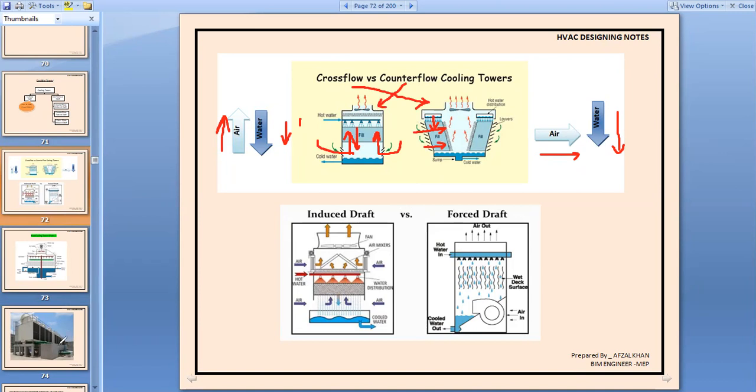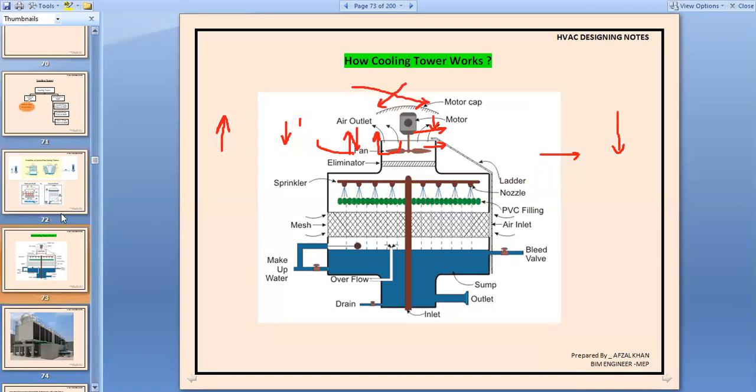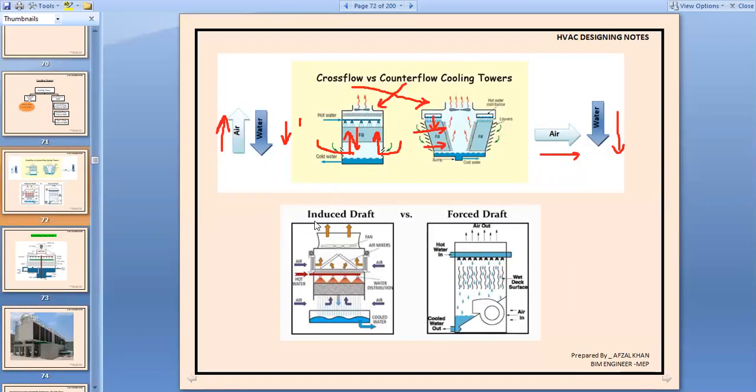So induced draft is like you see in this case, the fan is located on the top. If the fan is located on the top, it is an induced draft. If the fan is located on the bottom, in the sump, then it will be called a forced draft. Why are we calling it forced draft? Because it has to push the air to blow outside, meaning more work is required for this particular fan. So this is a forced draft if the fan is located on the bottom in the sump. If the fan is located on the top of this cooling tower, then it will be an induced draft.